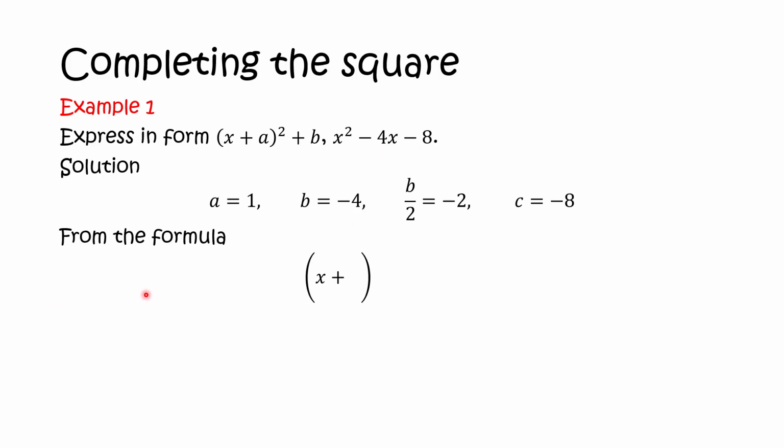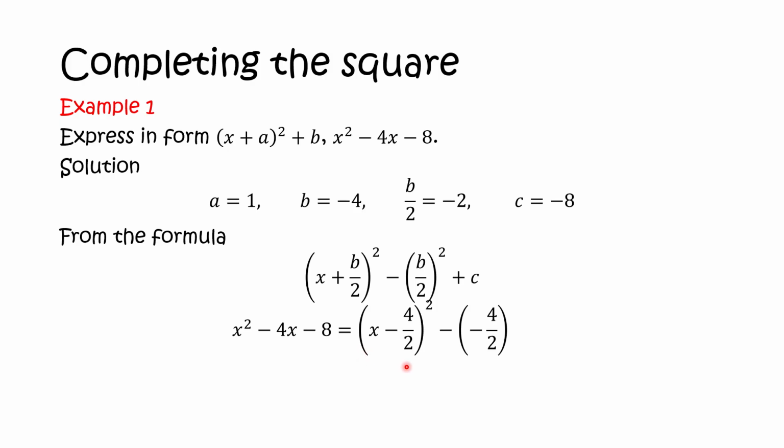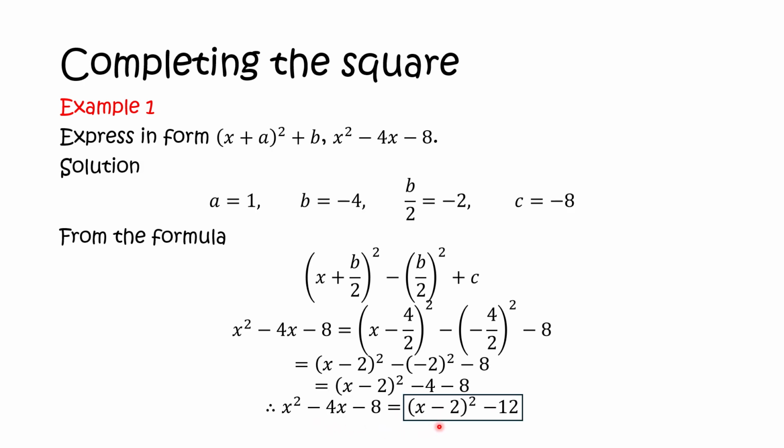From the formula, we substitute these values, so that we have (x - 4/2)² - (4/2)² - 8. Simplifying that, we get (x - 2)² - 2² - 8. Simplifying further, we get (x - 2)² - 12. So that's the whole point there.